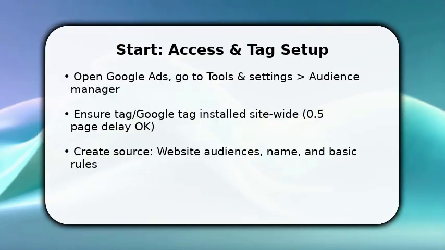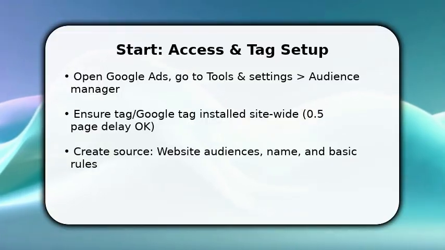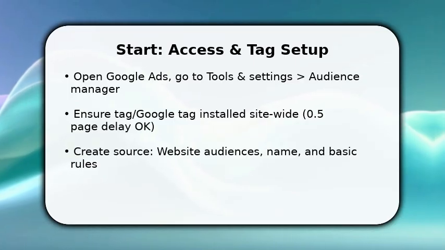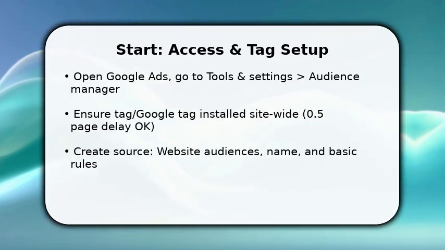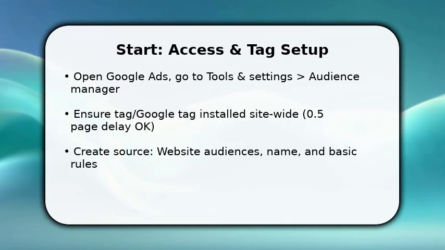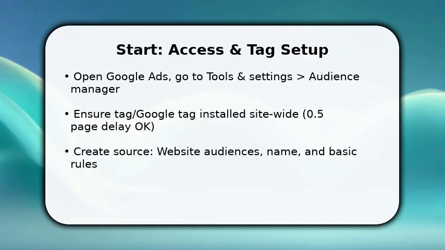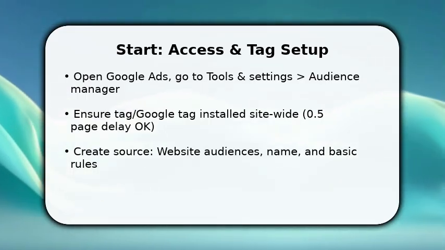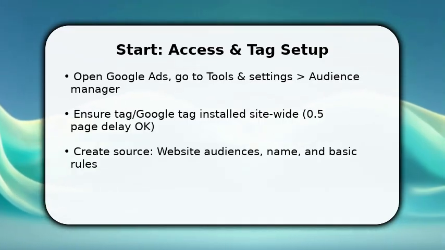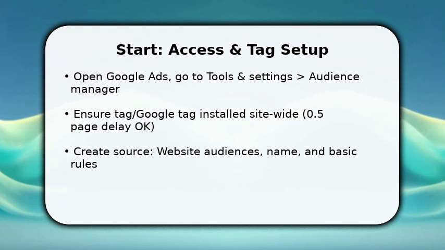You start by opening Google Ads and navigating to Tools and Settings, then Audience Manager. Once there, make sure the Google tag is installed site-wide so audience capture begins immediately. Create a new audience source for website audiences, give it a clear name, and set simple rules like URL contains or event equals. This gets data flowing. You want measurable lists quickly. After creating the source, confirm status shows active and data received before moving on to audience definitions.